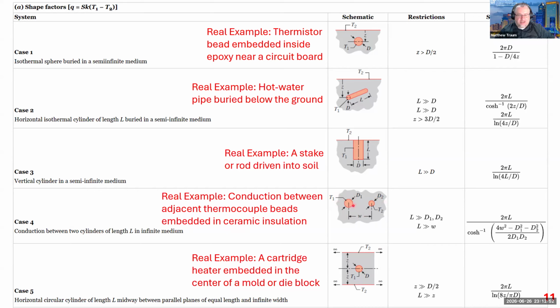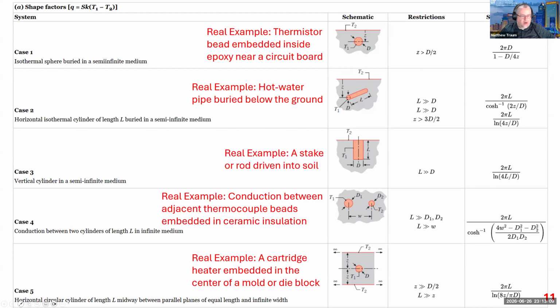Okay, so this is just like two pipes, right, that are running parallel to each other. One is hot and one is cold, and they're basically conducting heat from the hot to the cold through a semi-infinite medium that separates them. So I'll fix that when we finalize the slide. So here's a shape factor for that one.